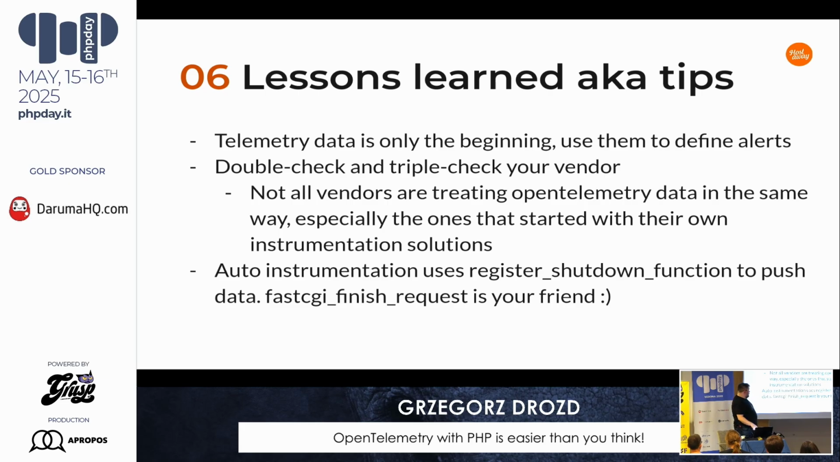And one technical one: the auto instrumentation framework libraries from OpenTelemetry use register_shutdown_function to push all the data after your code is done. So fastcgi_finish_request is a very good friend of yours, because you can put it at the bottom of your code, and then FPM will tell Nginx that, hey, I'm done, and then the metric sending will start. So you will shorten your request by a few milliseconds.